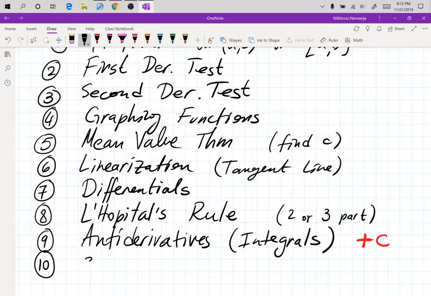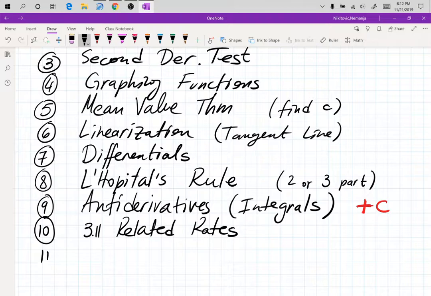10, 3.11 related rates. Oh, wait, where are my word problems for optimization? Holy nightmare. 11. No.